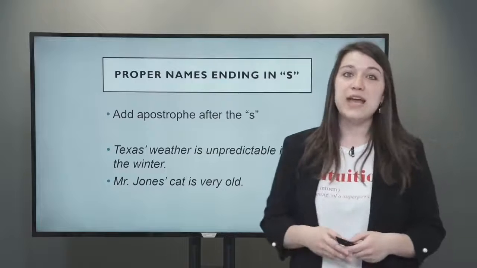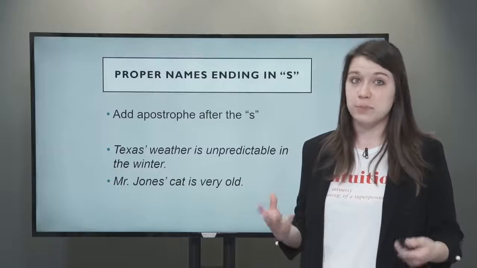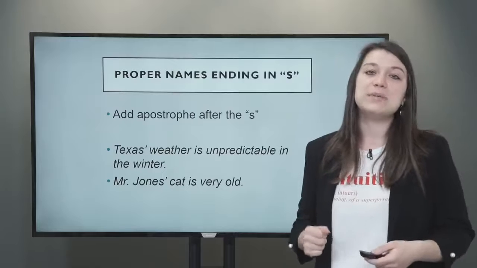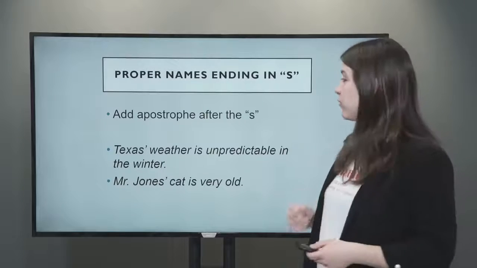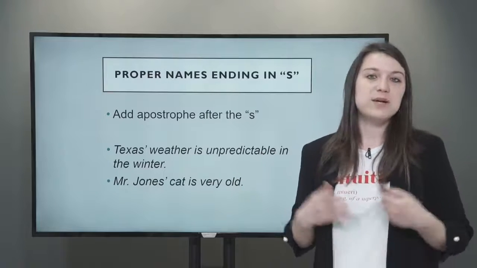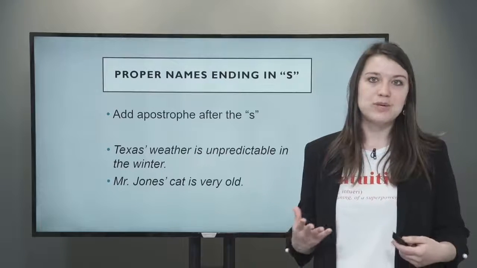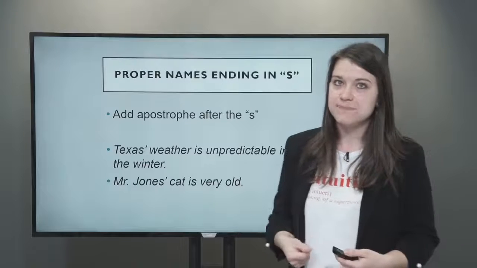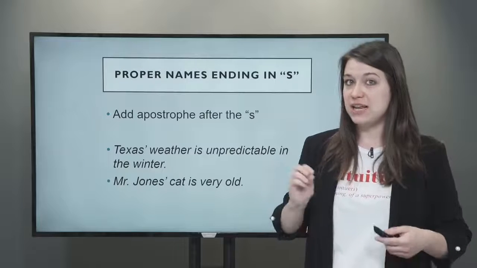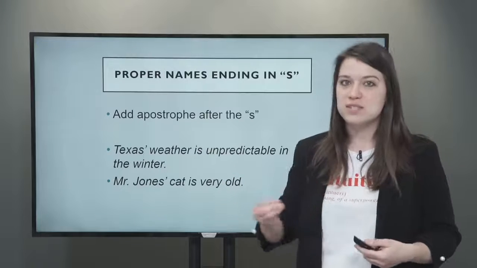Okay, now let's look at proper names ending in S. Now remember, a proper name is either a person's name or the name of a place. Here, if the proper name ends in an S, then we simply add an apostrophe at the end. For example, Texas's weather is unpredictable in the winter. Texas is a state, that's where I'm from. It already ends in an S, so there's no need to add an additional apostrophe S. So we simply add an apostrophe after the S. But you hear in the pronunciation, if the noun is Texas, we say Texas's. So it's sort of that extra Z sound.